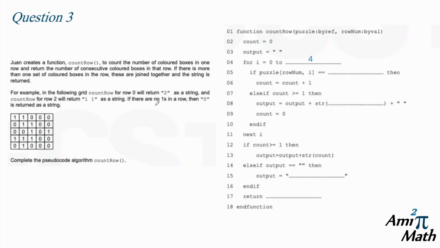Okay, so when does count increase? Count increases when we find the coloured box, right? And what is a coloured box represented by? 1. Okay, now we can move on to the next part. Else if count is greater than or equal to 1, then output equals output plus string blank plus space.